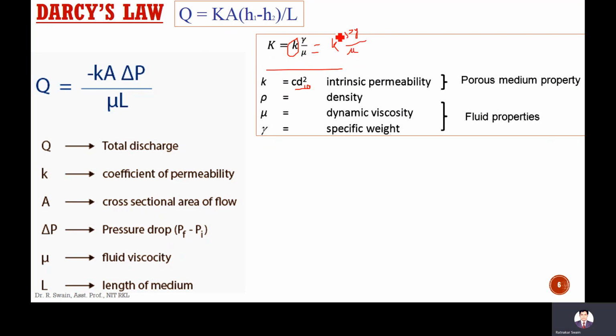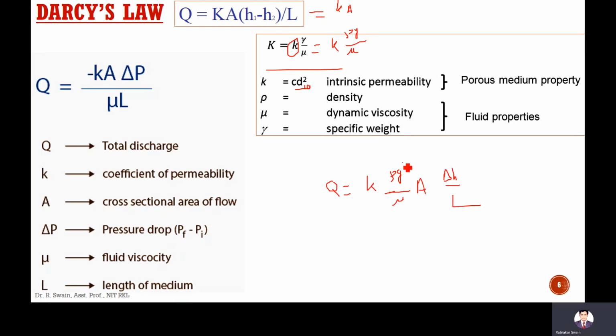So if you put this rho g here in Q, it will be small k into A. Okay, I am putting this value: small k rho g by mu into A into delta H by L.